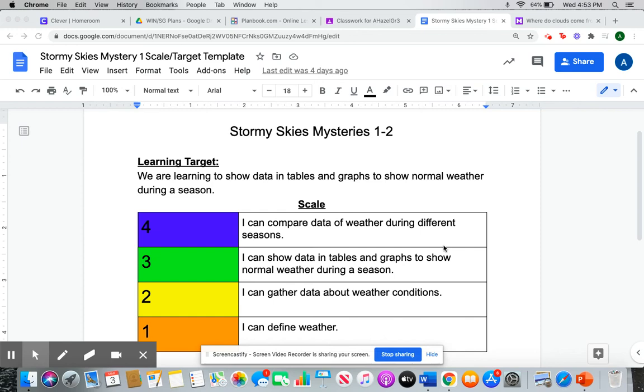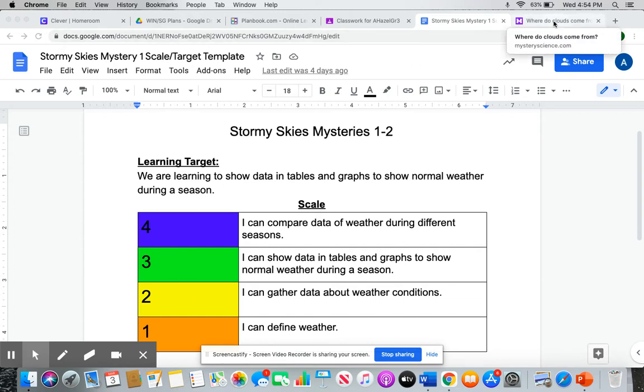Hey guys, so we are continuing with Mystery 1, and our goal for Mysteries 1 and 2 for our new weather unit is that we are learning to show data in tables and graphs to show normal weather during a season. So, right now we're working on defining weather, thinking about weather conditions, and gathering data, and then we'll work our way up here. Okay? But again, for now, we're mostly just thinking about the weather, right? We're beginning to climb the ladder.